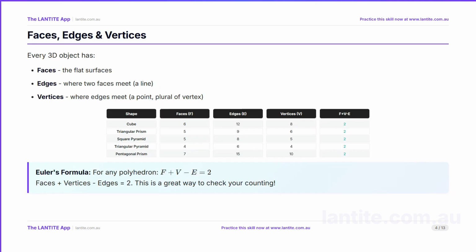Every three-dimensional object has faces, edges, and vertices. Faces are the flat surfaces. Edges are the lines where two faces meet. Vertices are the points where edges come together. The word vertices is the plural of vertex. A very useful formula is Euler's formula: faces plus vertices minus edges always equals 2 for any polyhedron. So if you count the faces and vertices, you can use this formula to check whether you have counted the edges correctly. Let's look at the most common shapes and their properties.